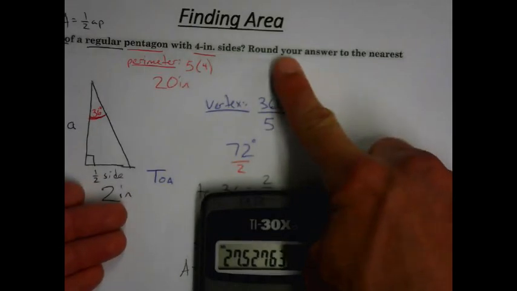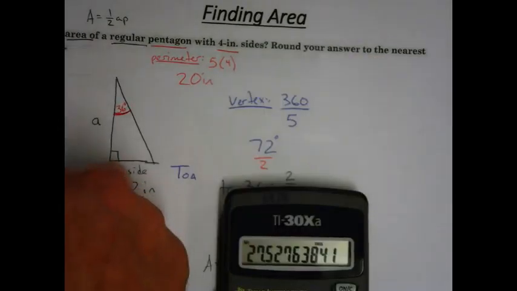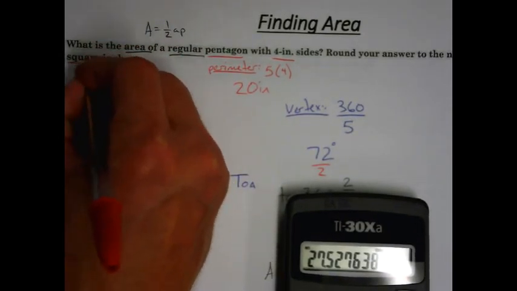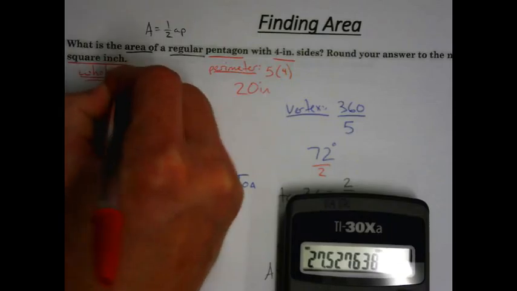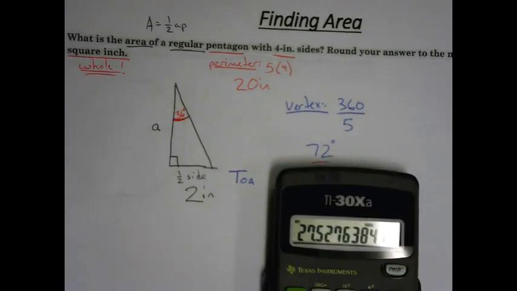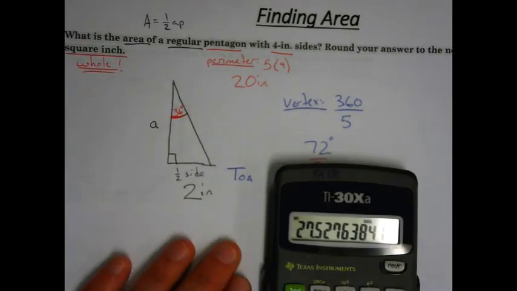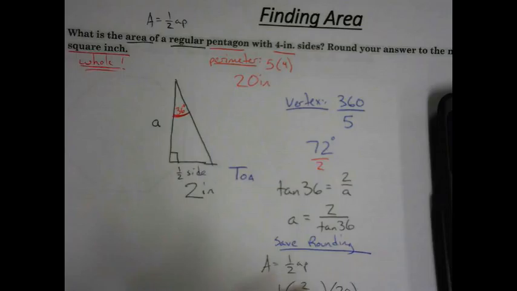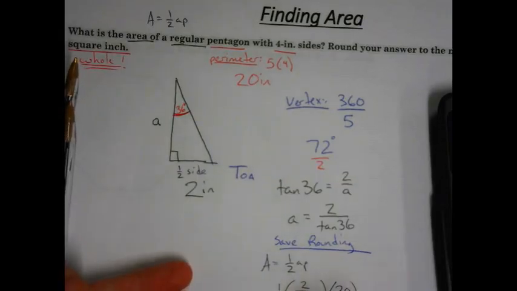It does ask for something. It says round your answer to the nearest square inch. And what is the nearest square inch, by the way? The square inch means it's the nearest whole number. So if we're rounding 27.5 to the nearest whole number, we will actually be rounding to 28. Okay, so that's going to be kind of important. We're rounding that to the nearest whole number, and that is 28. Okay, so we now found our answer to be 28 square inches. And that is how that works.